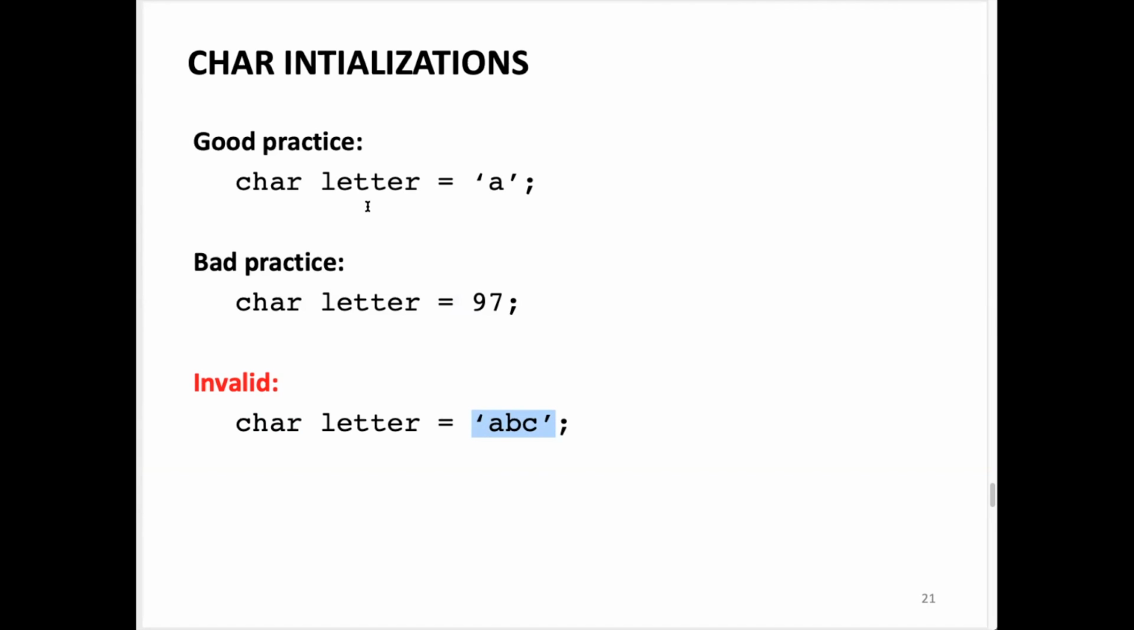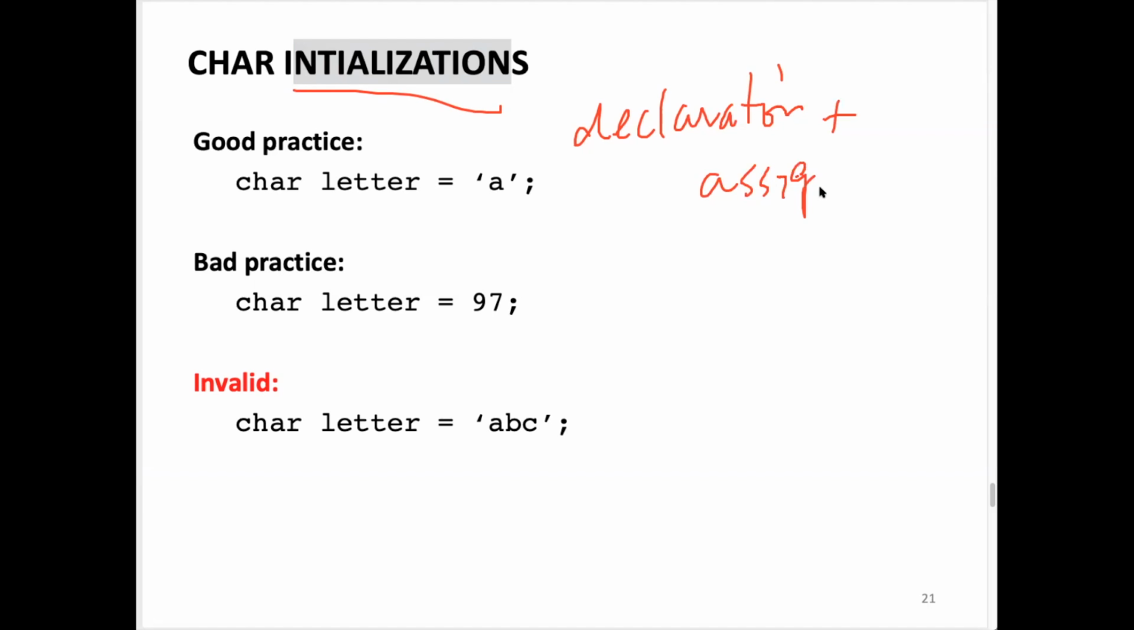So, character initialization. Initialization means when you declare something, in this case char, you also assign a value to it. So initialization means declaration plus assignment. What is assignment? Assignment is this equal sign. So declaration and assignment at the same time, that's what we call initialization. Okay, there's a difference between this initialization and assignment.